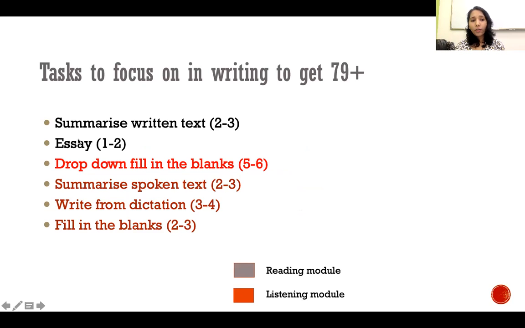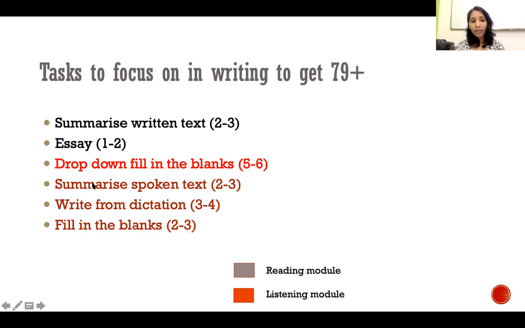So the first important question type are your writing question types. Your summarized written text gives you points to writing. Your essay, which is from the writing module, gives you points to writing. You also get points from drop down fill in the blanks, which is your reading and writing fill in the blanks. This belongs to the reading module. Okay, it gives you points to your writing. So the drop down fill in the blanks that we discussed last class gives you points towards writing.